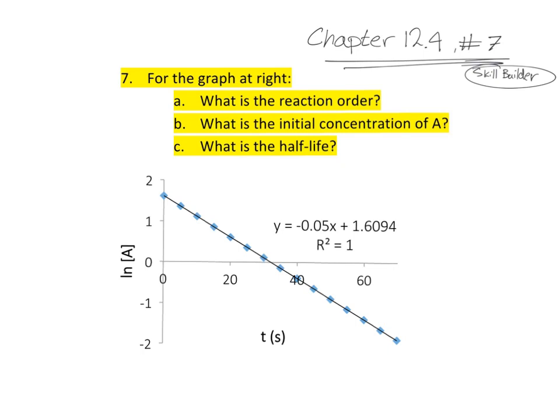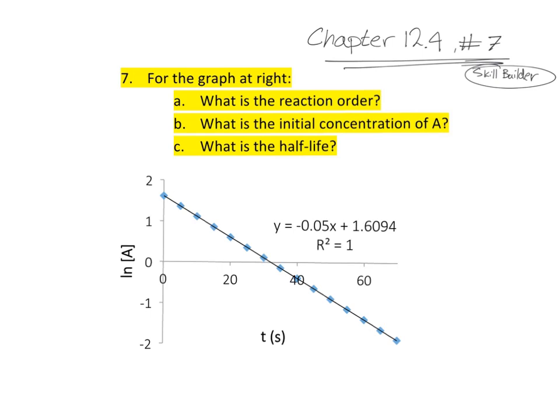We will be working through Skill Builder from chapter 12.4, number 7 in the General Chemistry Workbook. You should begin by working on the problem yourself to see if you can get the answer. And pause the video now until you're done, and then we will go over it together.